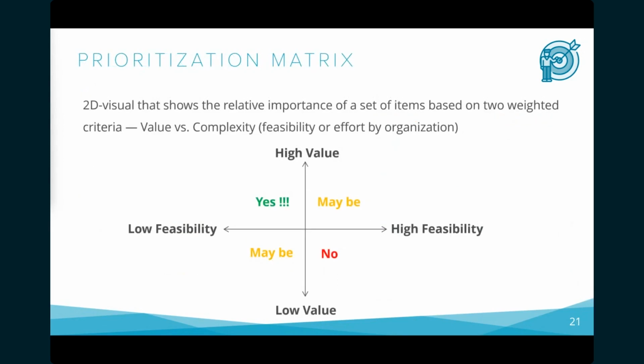The next activity here is a prioritization matrix. A prioritization matrix is a 2D visual that shows the relative importance of a set of items based on two weighted criteria, which are value followed by feasibility. Feasibility means complexity or effort by an organization. It mainly serves to identify the most important problems. The structured, objective approach helps achieve collaborative consensus while also satisfying the varied needs of users and the business.